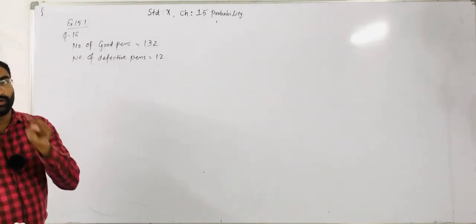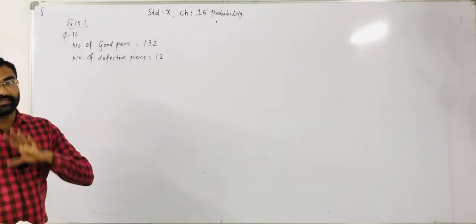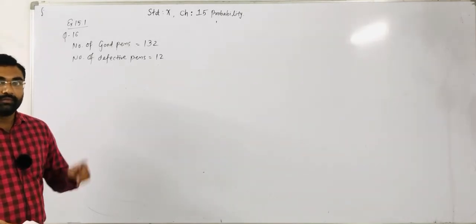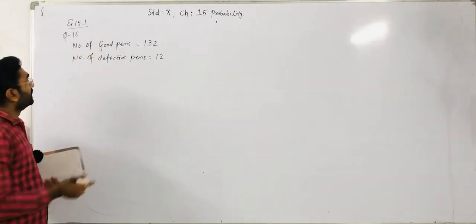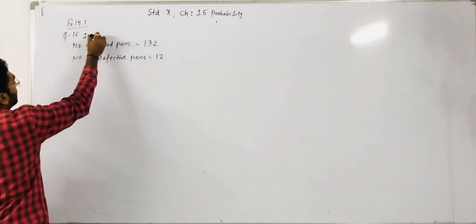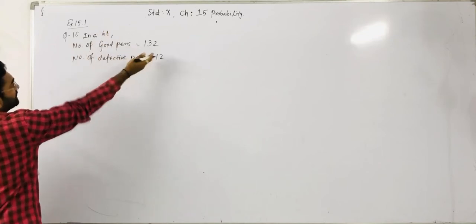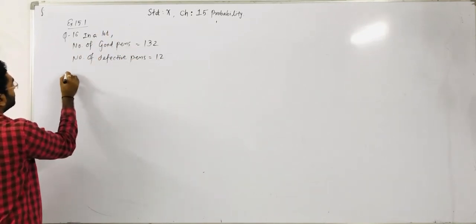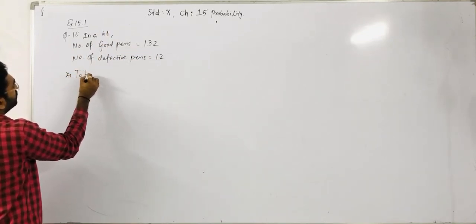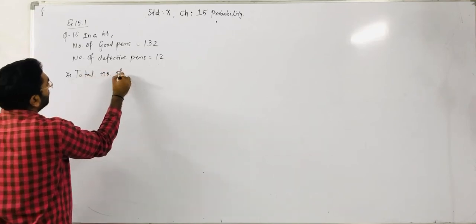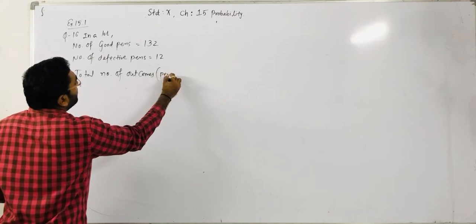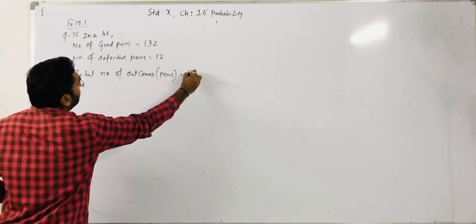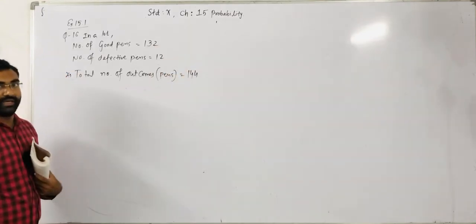Whatever the question, for that we have to take an event and then write the event's favorable outcomes. Before that, from this statement we can write about the lot. Here we define the lot. The number of good pens is 132. The number of defective pens is 12. So in the lot, how many total pens, or total outcomes? For the total number of outcomes, we have to add them, the good ones and the defective ones. So we get 144.